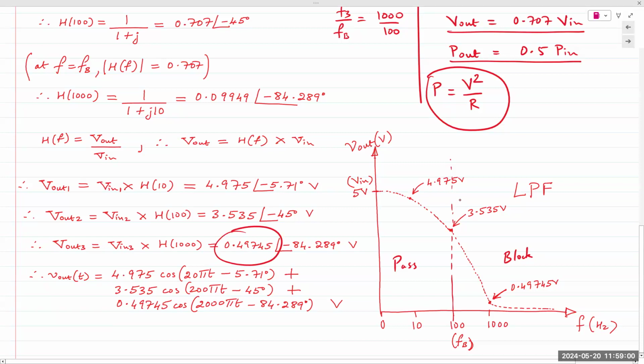Or you could have a higher order filter in there. Again, depends on the application. So even though the frequency is 1000 hertz, we still obtain some output. It's not completely blocking it out.